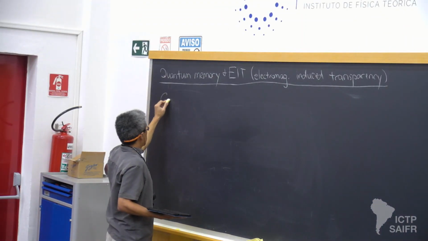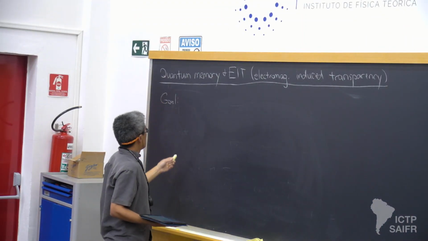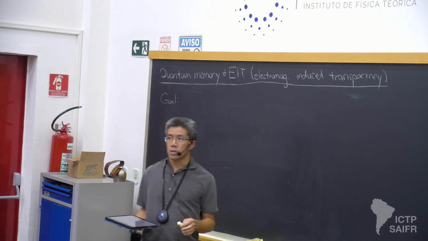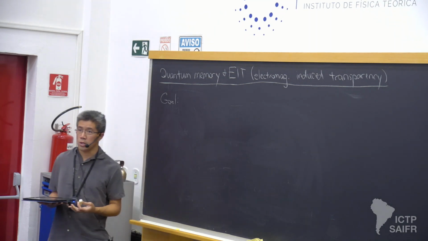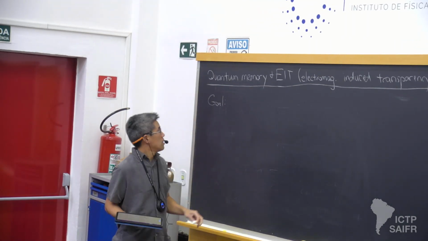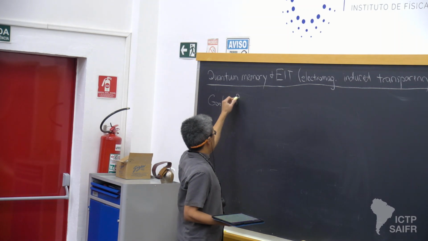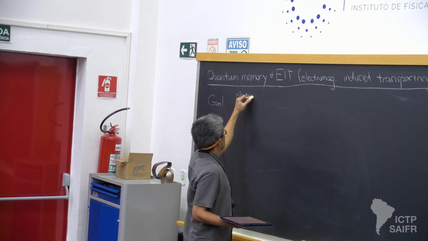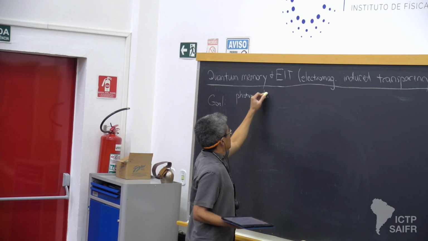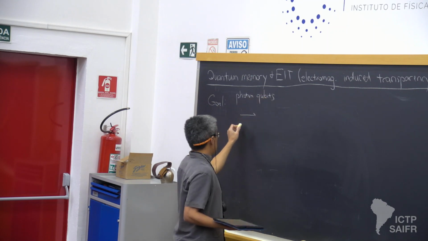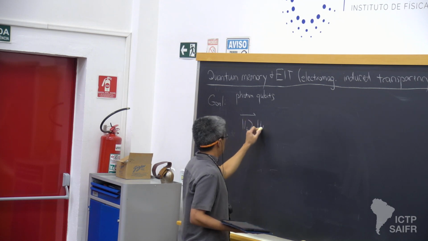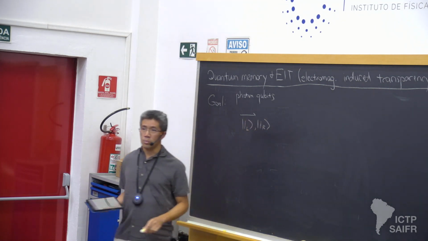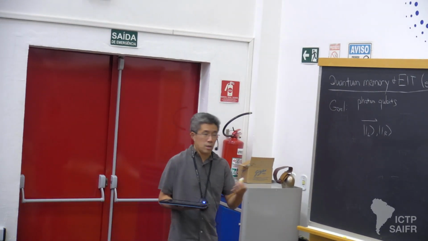Let me state the goal of this application. If you want to transfer quantum information over long distances, the photon is clearly the most realistic way to do so. For example, you might have photon qubits, a single photon where the qubit information is stored in polarization degrees of freedom, so left polarization, right polarization, or anything you want.